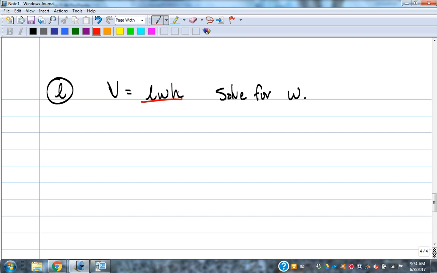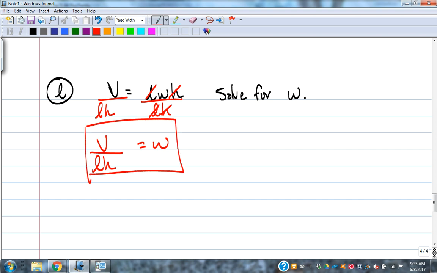What'd you say? Length and height. Yes, we can divide by both of those at the same time. I'm going to divide by length and height. And these will cancel, leaving W. And then we get W equals volume divided by length times height. And we've got that equation solved. There's nothing else to do. The ones without numbers, I sometimes think are easier than the ones with numbers. There's less simplifying. You can't simplify V, L, and H. They don't do much.